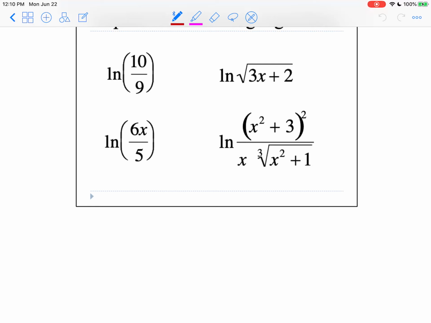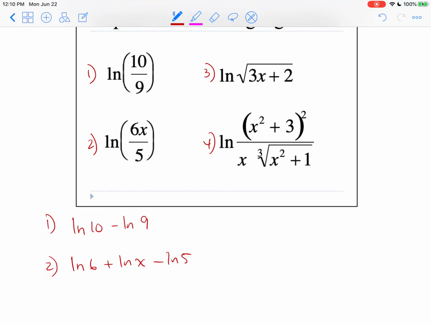So I'm just going to expand these real quick. These have natural logs, so ln of 10 minus ln of 9 is the first one. Let's number these. So number 1. Number 2 is going to be ln of 6 plus ln of x minus ln of 5. Anything in the numerator is being added, is positive. Anything in the denominator is negative. Number 3, there's actually an exponent here. Instead of writing the square root, I can think of this as a 1/2 power. So this would be 1/2 ln of 3x plus 2.